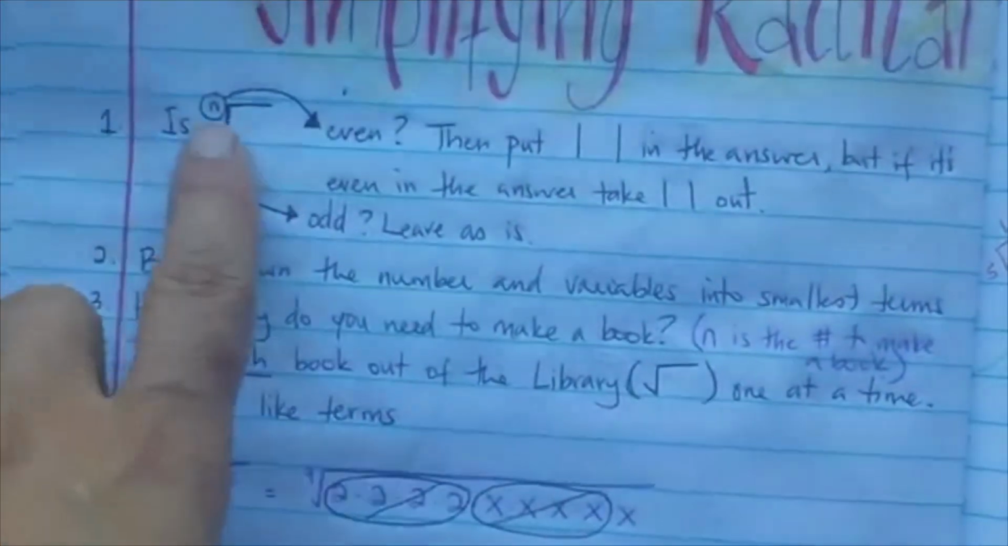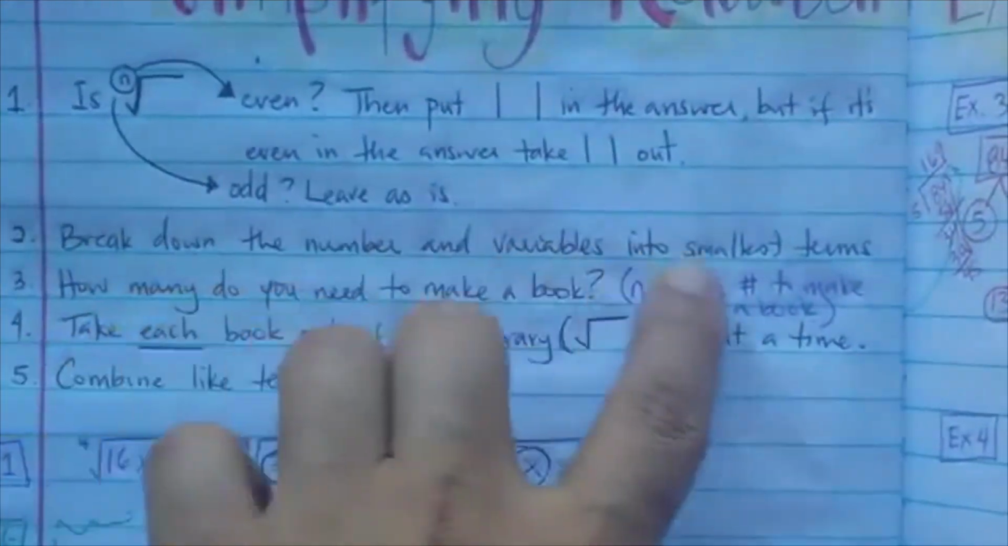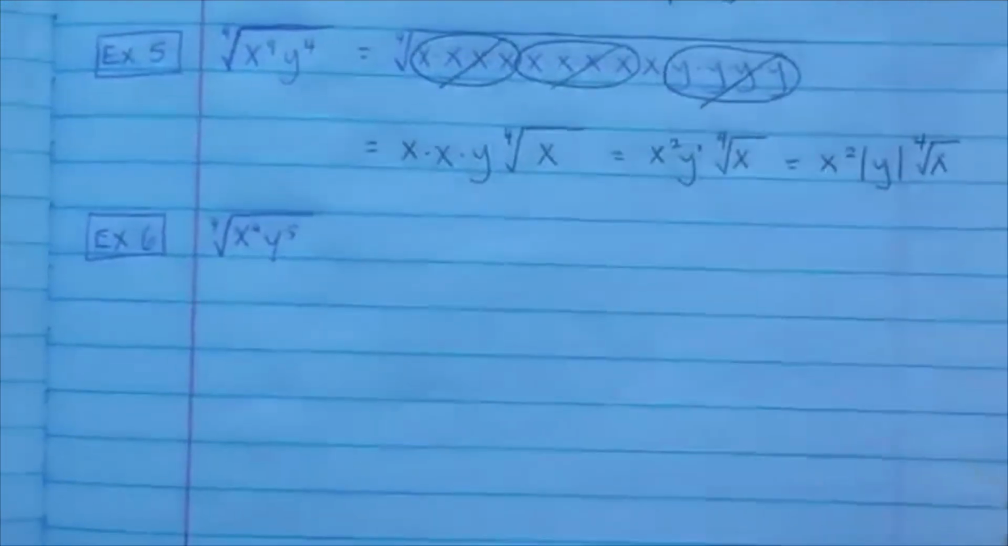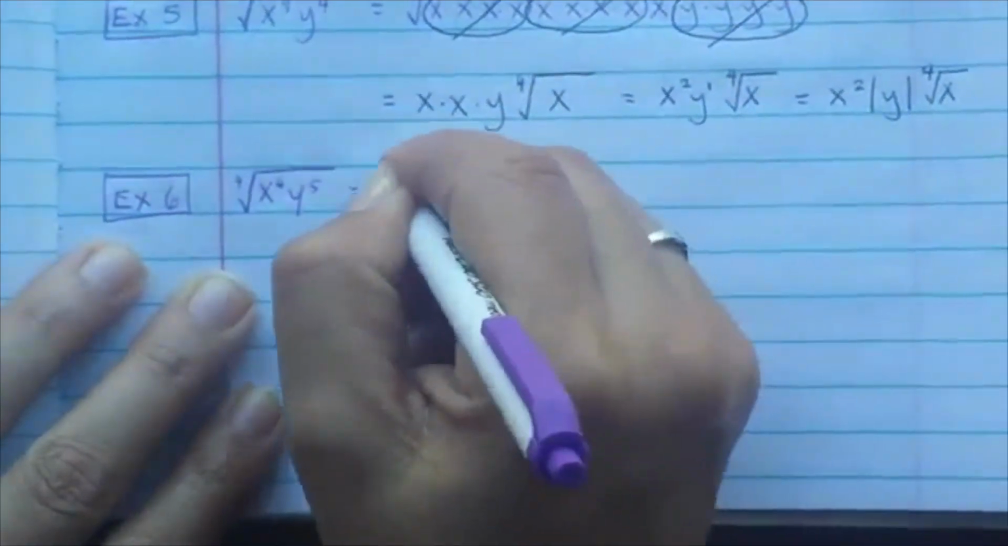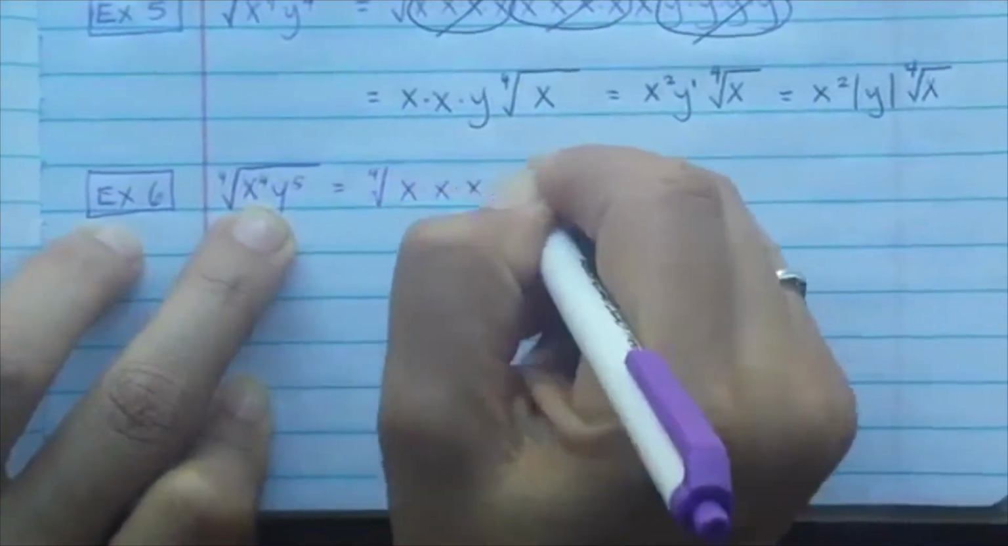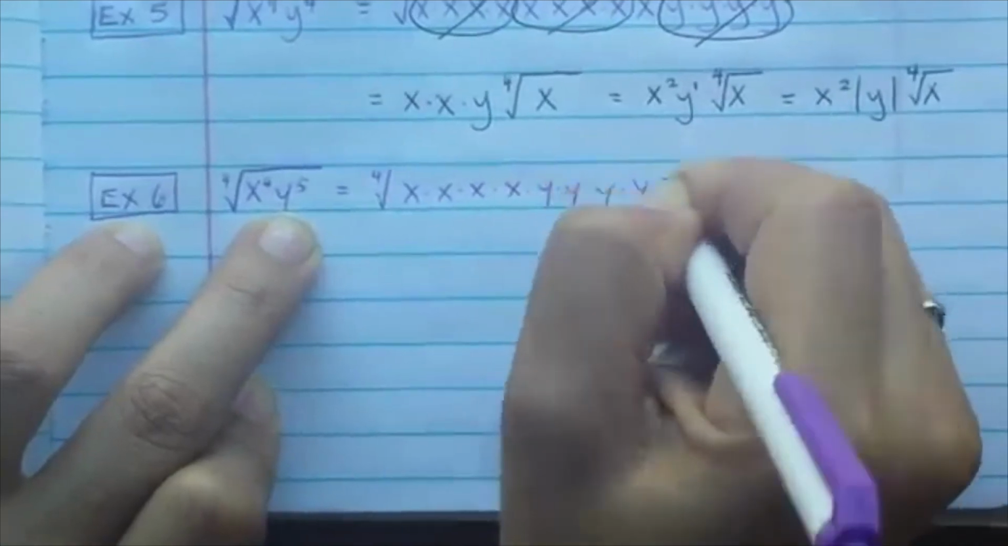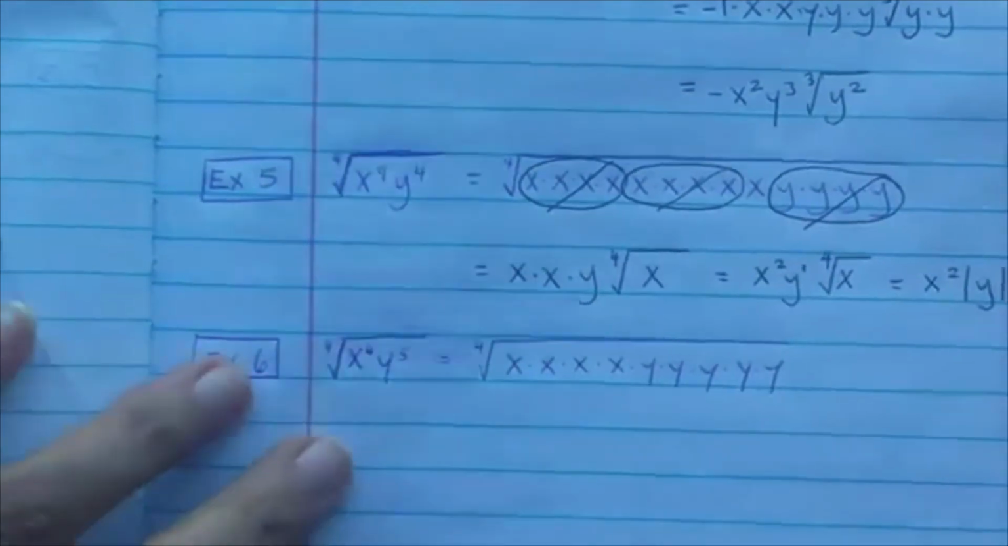So again, is it even or odd? It's even. So there's absolute value in the answer unless it's already even outside. Alright, so let's break it down. So it's going to be 4 x's and 5 y's. And this time, how many does it need to make a book? 4. So I need to circle 4, and that's 1 book.